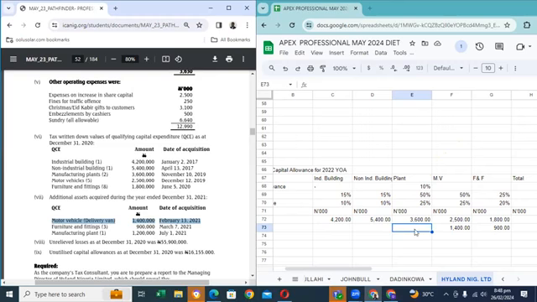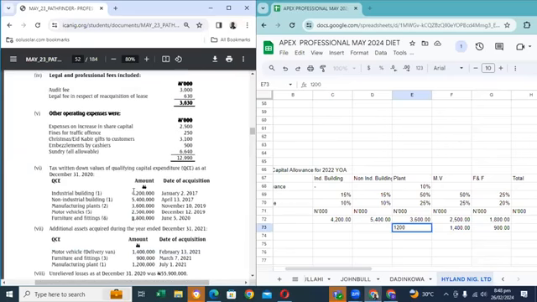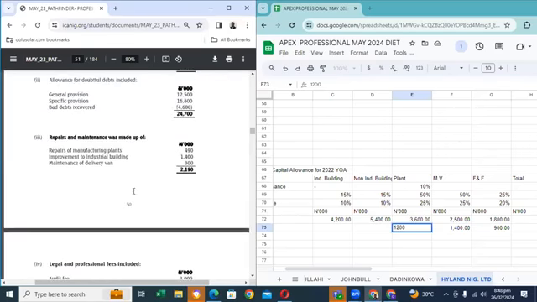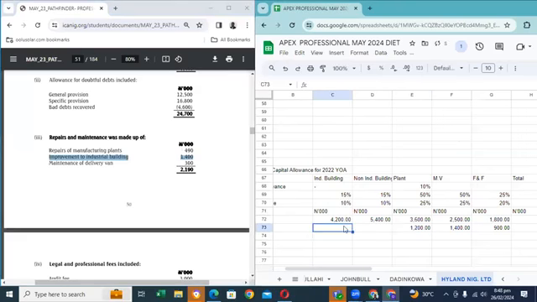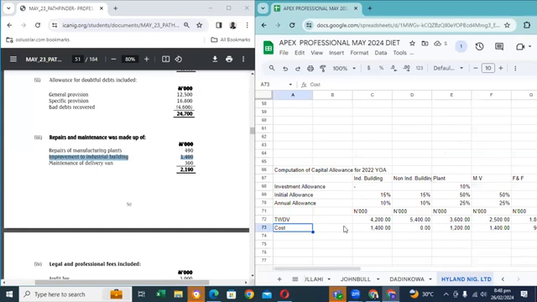Manufacturing plant is 1,2. But then we now have an item here: improvement of building, that we capitalized. So that's the 1,4. It's like somebody is owing you 1.4 million. Alright. So then we have initial allowance.